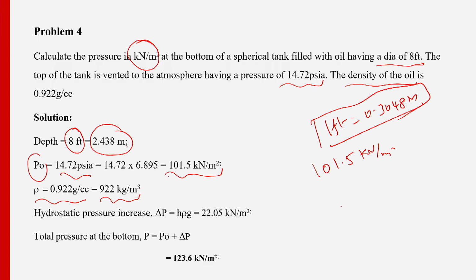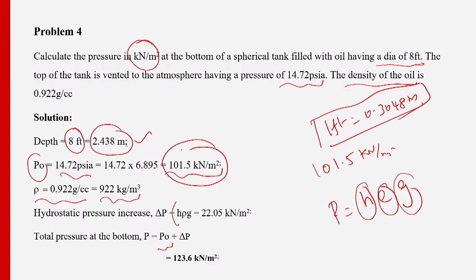In the same way, for the hydrostatic pressure, we use the same formula, P equals H rho G. H we already know, the depth here is 2.438, and the density is 922, and G is also there, so you get the value of pressure here. From the given problem, P naught is already 101.5 kilonewton per meter square. Use the P naught value, then the delta pressure P value is here. Add both together, and we get the pressure equal to 123.6 kilonewton per meter square.